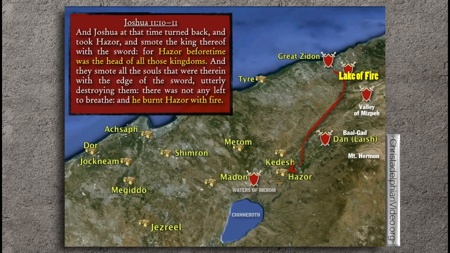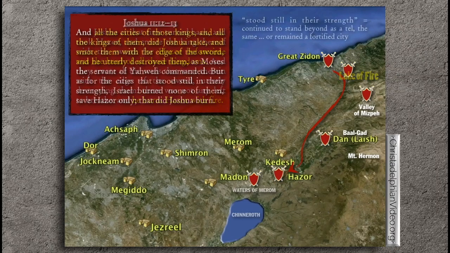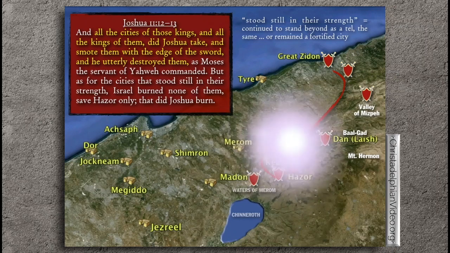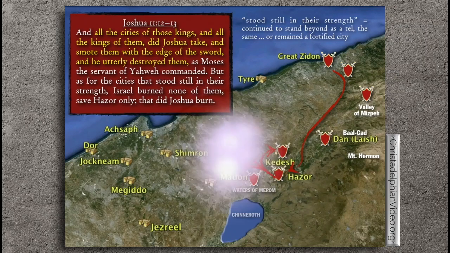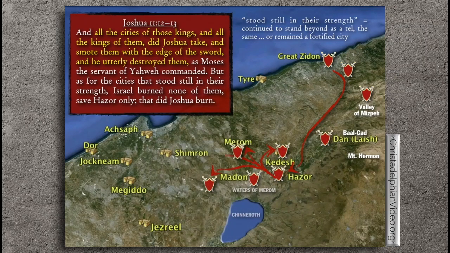And he comes all the way down to Hatzor, burns it with fire. We're going to look at that in just a moment. But then he comes through this whole area and fights against it. Kadesh, Merom, Madon, Shimron, he takes Aksaph and Dor. Remember the witch of Endor and whatever else and so on. Jokneam, Megiddo, Jezreel. All this area is taken, and they all become cities that Joshua rules over.